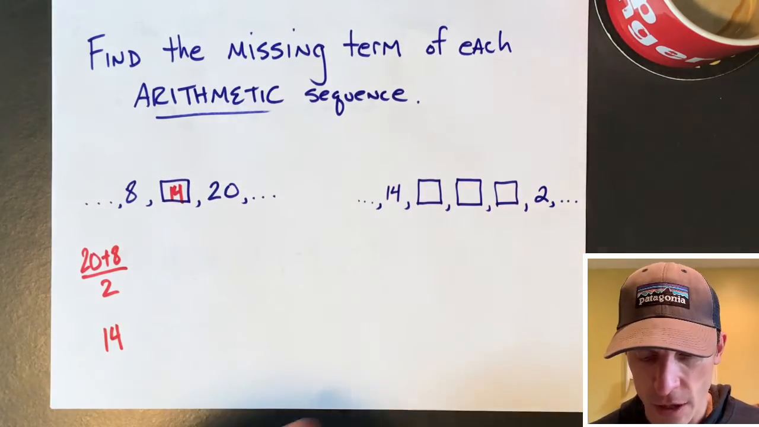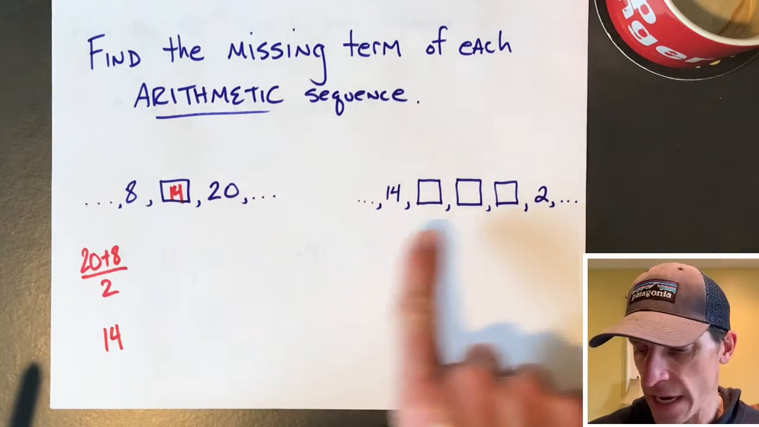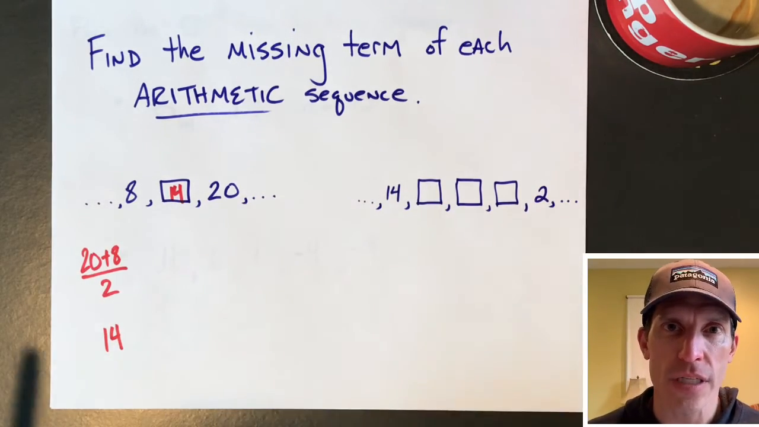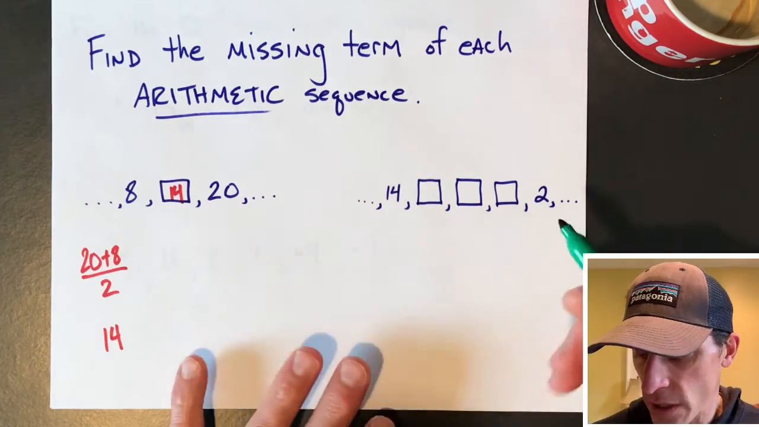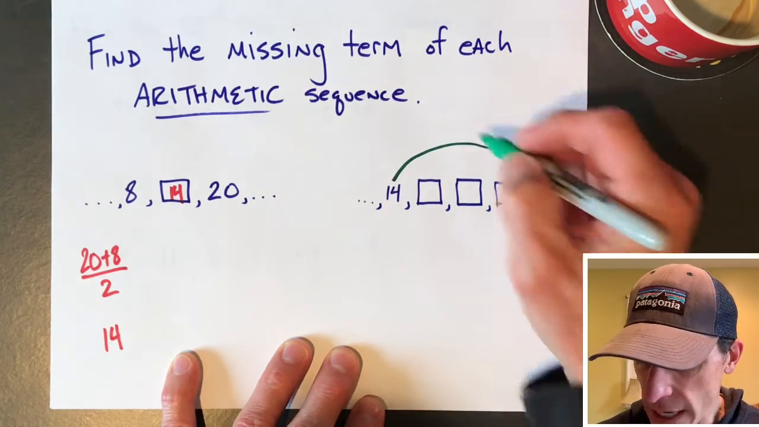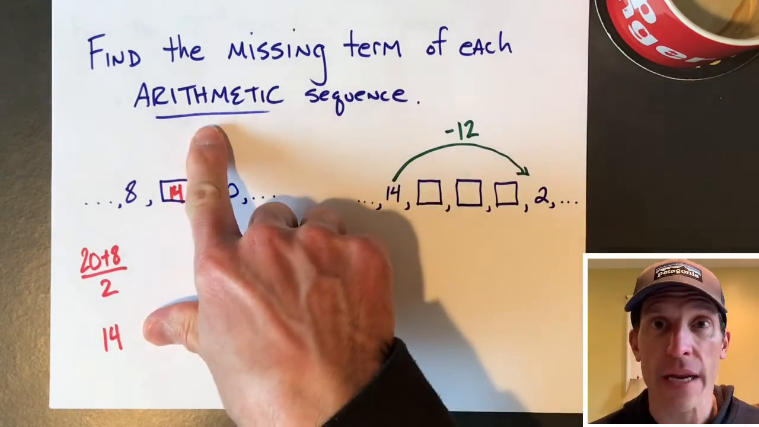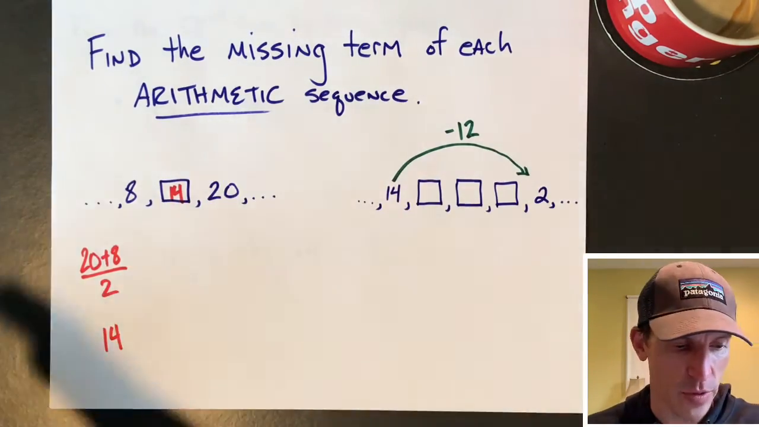For the sake of argument, though, what if I had more than one gap? Instead of just one space, I have multiple spaces. I'm going to use a slightly different strategy. Here's what I'm going to do. I see that from 14 to 2 is a decrease of 12. And because it's arithmetic, that decrease is the same each time. That's what's key here.